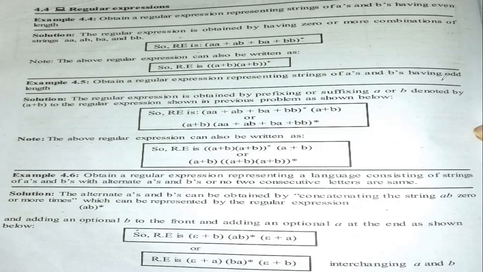2 plus 1 is also odd, right? So try to get that particular one. In the case of your expression, obviously we can generate an odd number over it. So in the previous question itself we generated even. Fine, let it be. We generate it again exactly. The regular expression is obtained by prefixing or suffixing A or B, denoted by A plus B, to the regular expression shown in the previous problem, as shown below. What we need to do is A plus B.